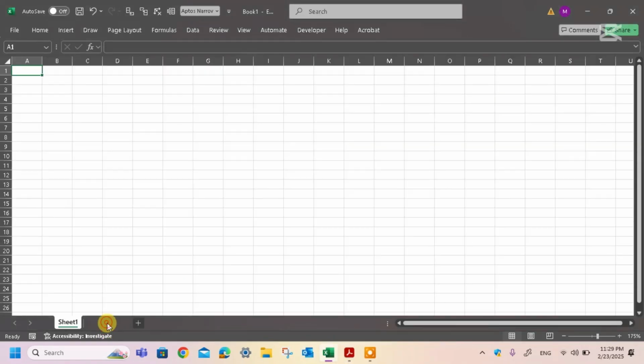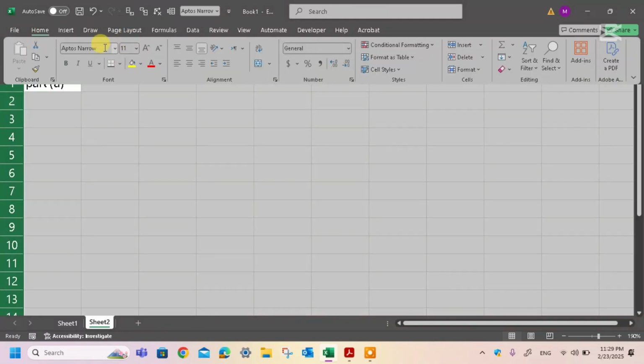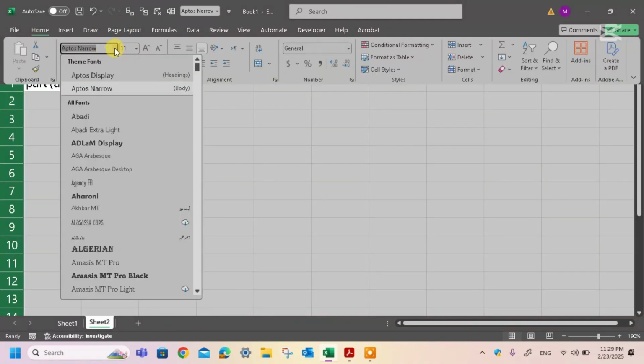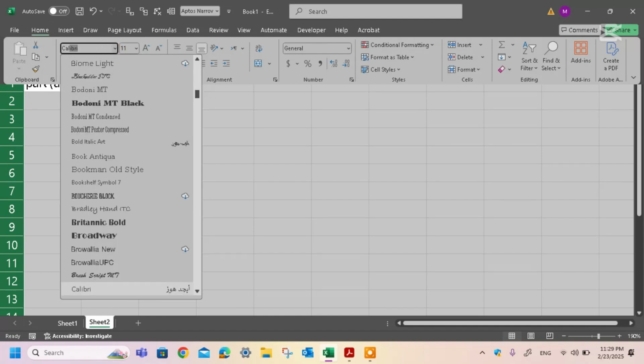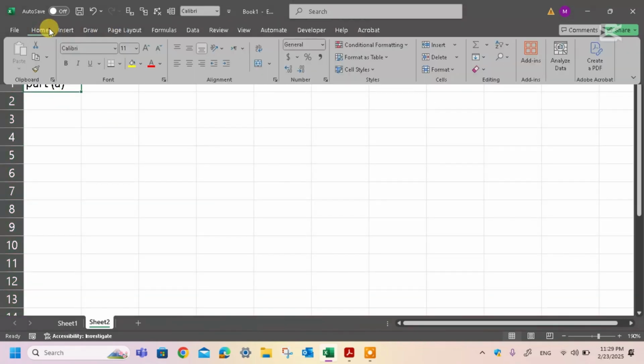Let me take a new page. Okay. Start part A. I don't know from where this font comes. Let's change this. I would prefer, say, Calibri.